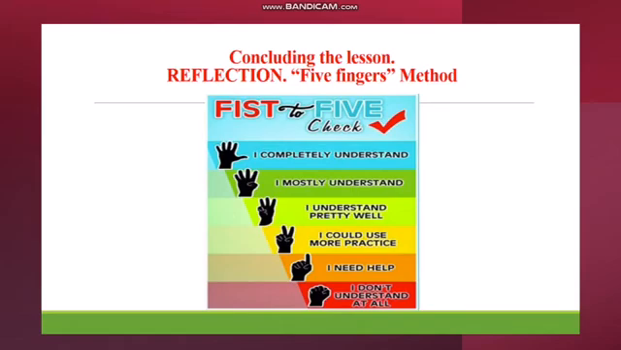Conclusion of the lesson. Reflection. Five fingers: I completely understand. I mostly understand. I understand pretty well. I could use more practice. I need help, I don't understand at all.